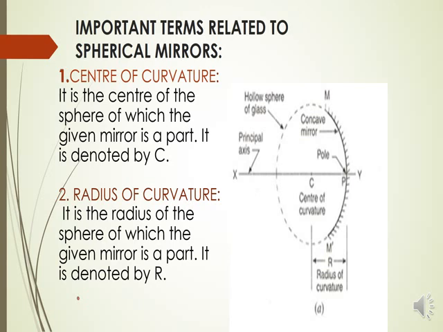Number 2. Radius of curvature. It is the radius of the sphere of which the given mirror is a part. It is denoted by R. So, radius of curvature is the radius of that sphere of which the given spherical mirror is a part.